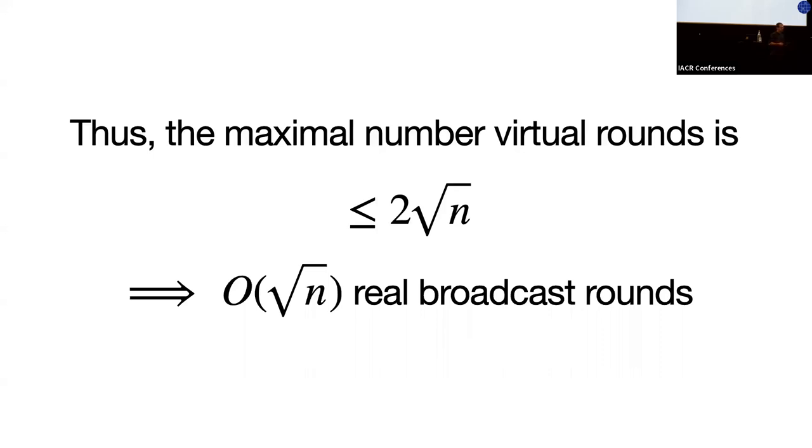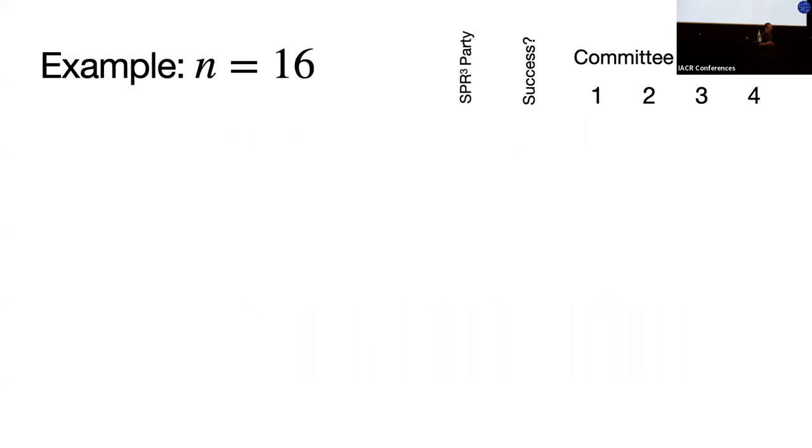Let's now do a simple example so that you can see how everything hangs together. On the right-hand side, I'm going to show you the outcomes of all of the committees in every virtual round. I'm going to show you how it maps onto the original SPR3 protocol and its rounds. And on the left-hand side, I'm going to observe some things about the protocol as it progresses.